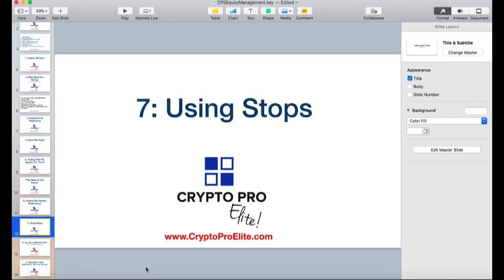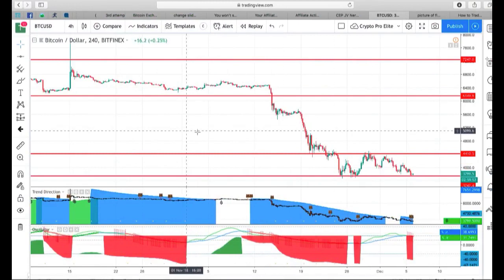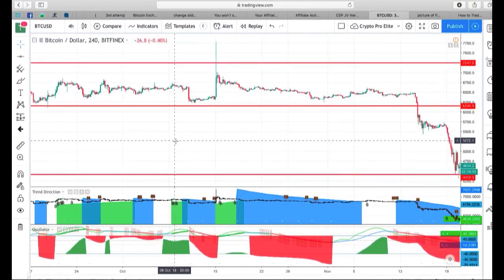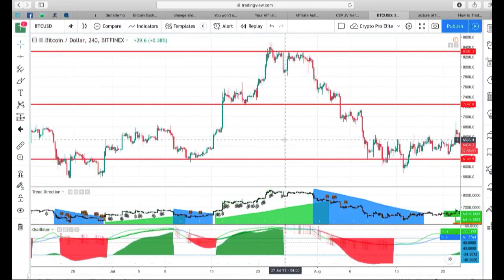All right, step number 7 in the cryptocurrency trading for beginners series in 9 steps to becoming a rockstar crypto trader. We're going to talk about using stops. Now, a stop loss is a protective order to exit a trade if it starts going against you. For example, let's back up here. Let's look for a trade we would have taken here.